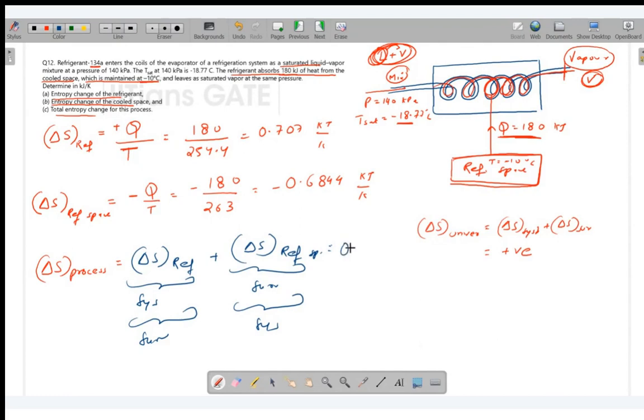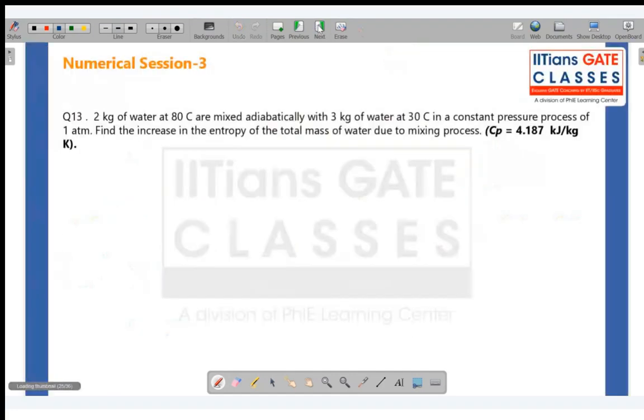So it is 0.707 minus 0.6844. If you are getting this as negative, that means you have done something wrong in your calculations. So it is 0.0226 kilojoule per Kelvin. So Meenakshi, very good. I don't know if it was a fluke or whatever, but the answer was correct. Okay, chalo, let's move on to the next question.